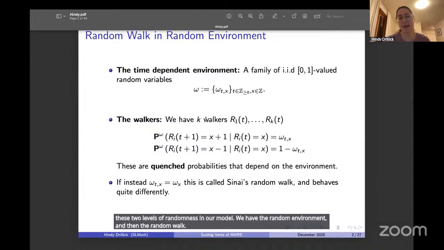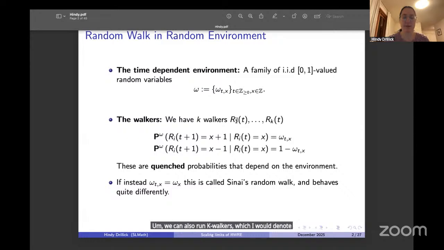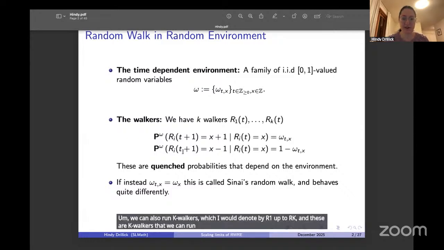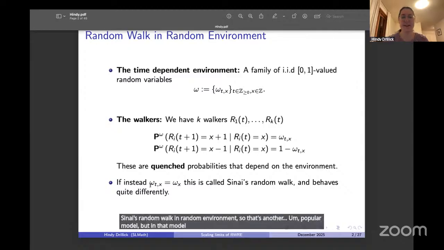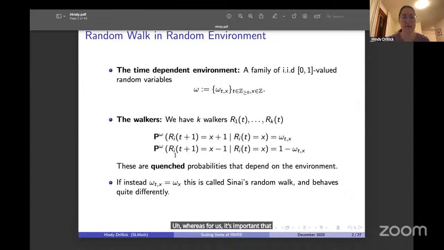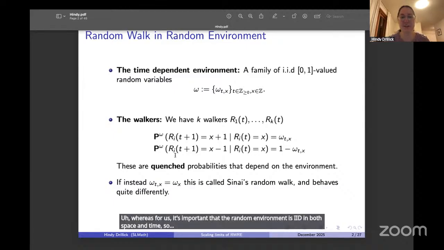We can also run k walkers, which I would denote by R1 up to Rk. And these are k walkers that we can run in the same random environment. I just want to point out that this is different than Sinai's random walk in random environment. That's another popular model, but in that model, the omegas only depend on x. Whereas for us, it's important that the random environment is IID in both space and time. So the environment refreshes at every time.